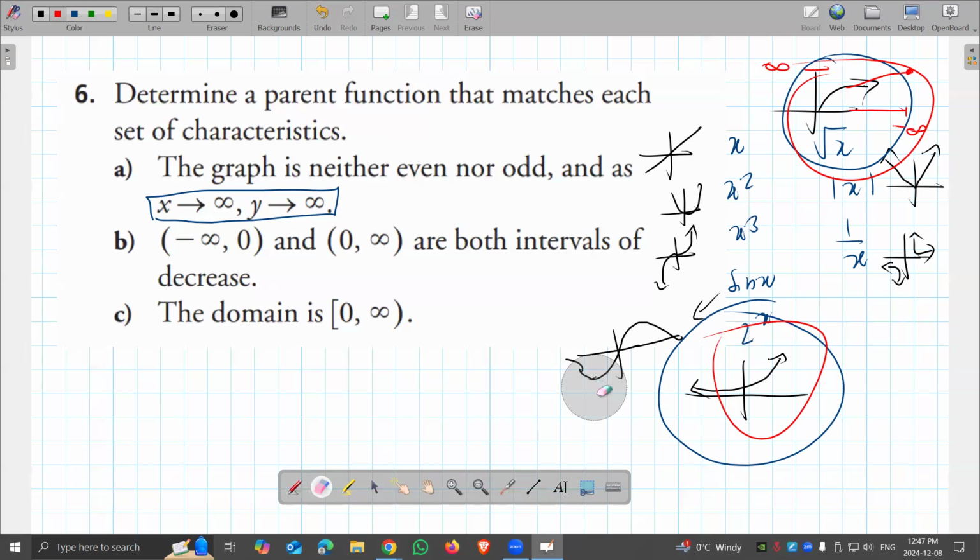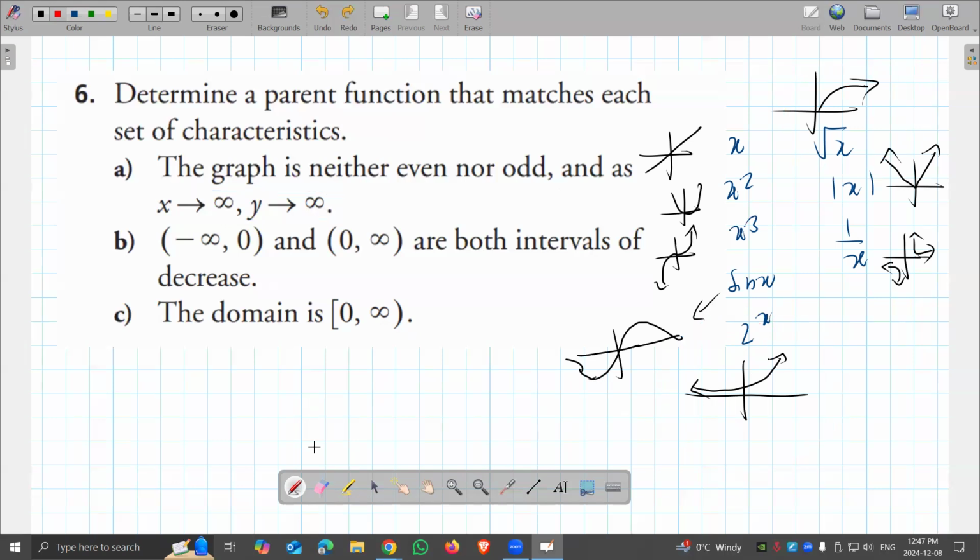Okay, part B. Both intervals are intervals of decrease. It's decreasing from negative infinity to 0, and also from 0 to positive infinity, it's decreasing. So it's decreasing pretty much everywhere. Which function shown here is the only one that's decreasing everywhere? Which one is it? 1 over x, and that's the answer to B.